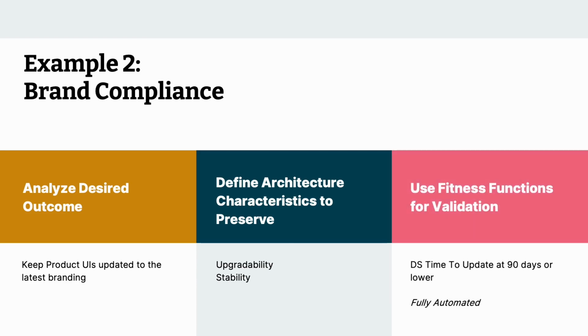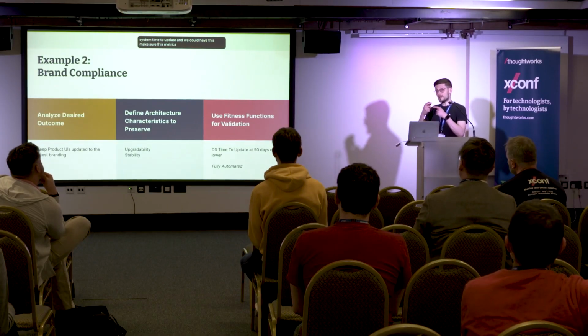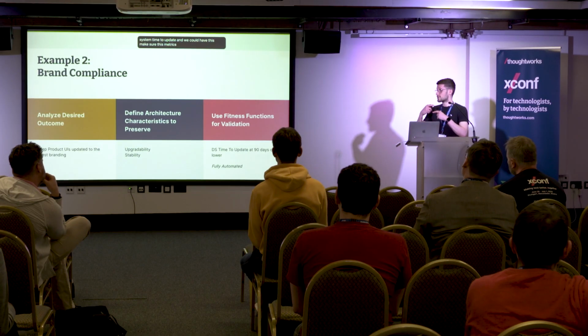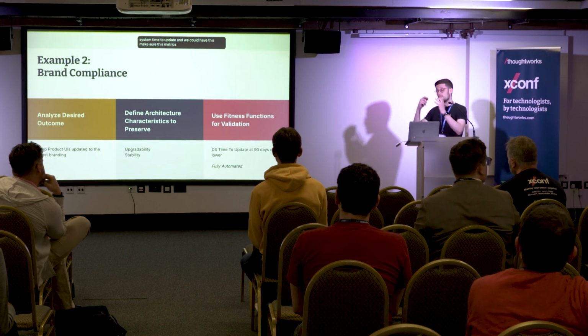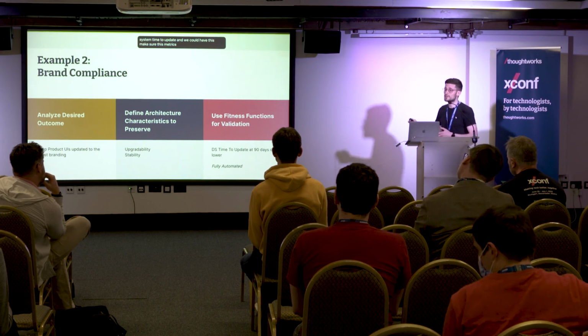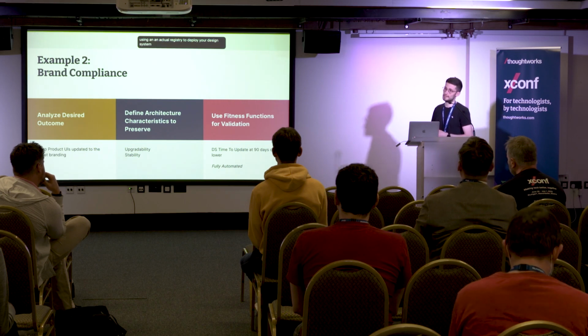Okay, but how do we actually check that these architectural characteristics are preserved? We could, for example, monitor the time that teams take to update to a new version of a design system. Here, I call this metric design system time to update. And we could make sure that this metric stays below a certain number of days. And if you're using an actual registry to deploy your design system library, you can also fully automate this type of metric.